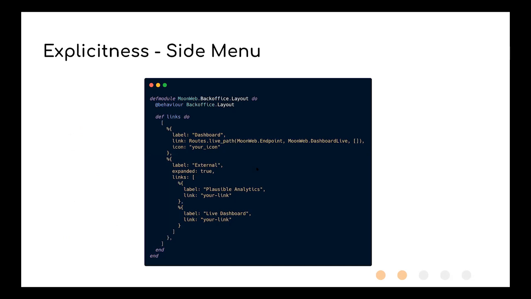All right, this is how you would configure the layout. So you have labels and you can nest them however you like. You can expand them by default. You can route them to whatever link you want. Like I mentioned, external links also work. So yeah.